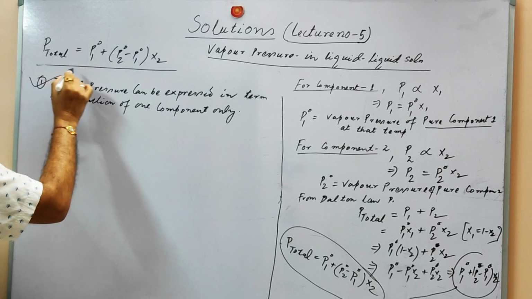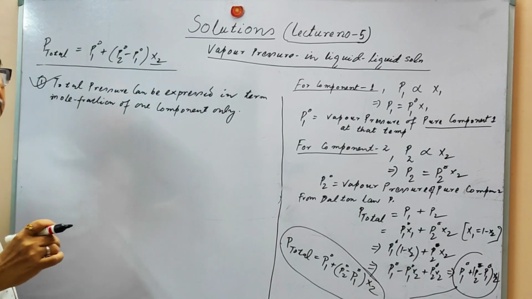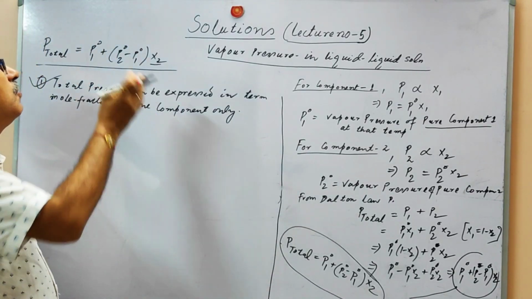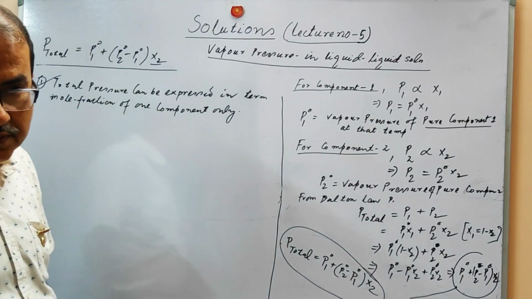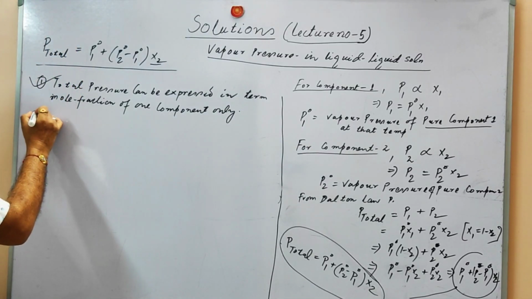This is a very important thing, that you can see this relationship has been expressed in terms of the mole fraction of the component 2. You can also convert it to the mole fraction of the component 1. That is a very important conclusion.